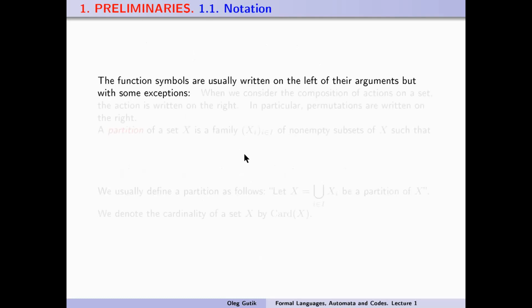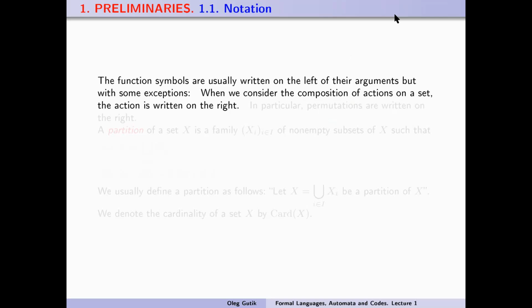Function symbols are used written on the left of the argument, but with some exceptions. If we have some function, for example y is equal to f of x, we shall write the symbol of the function f from the left. But when we consider the composition of actions on the set, the action is written on the right.